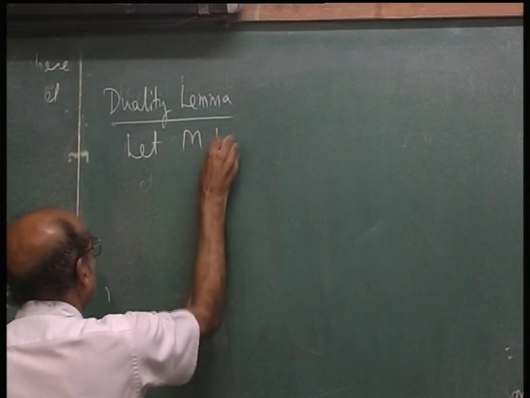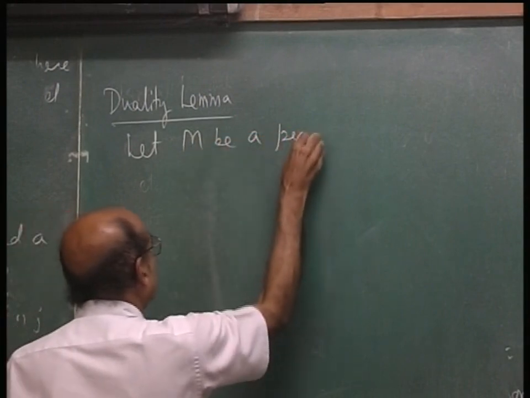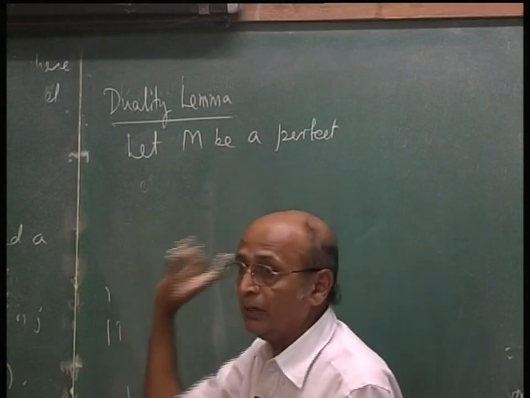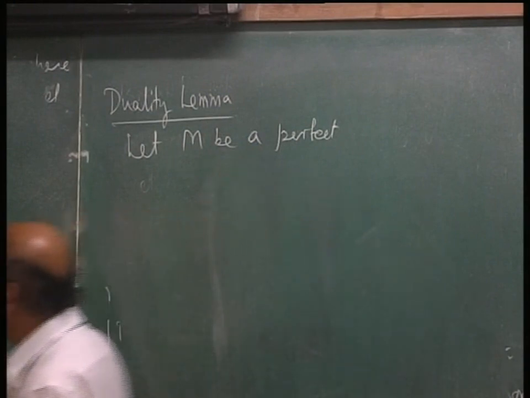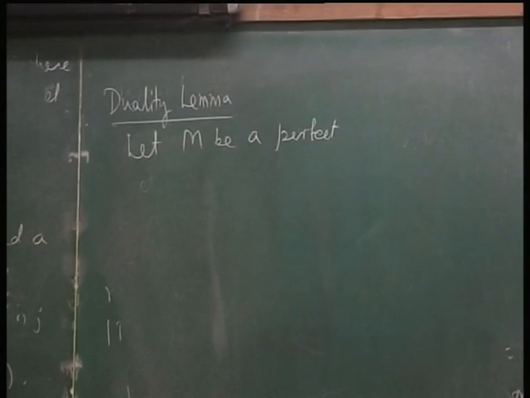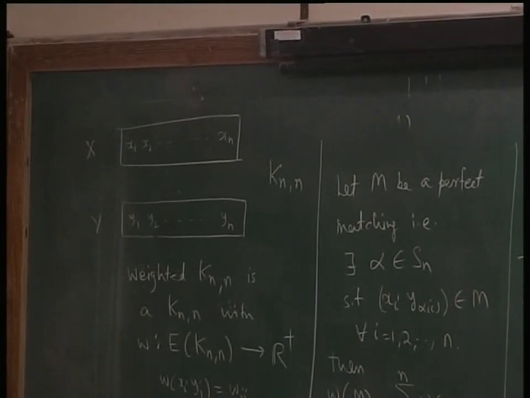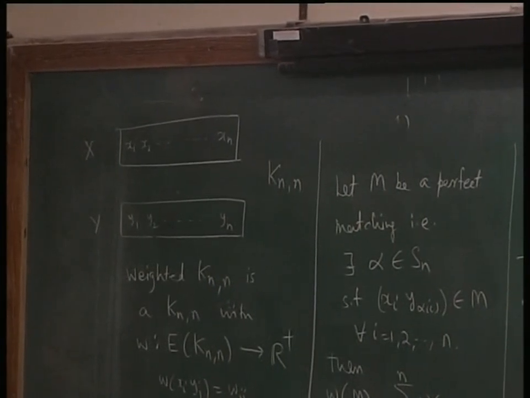Let M be a perfect matching. Make sure you understand this clearly. All the while now I am looking at this complete bipartite graph. Okay, it's a complete bipartite graph in which I am looking at, so finding my perfect matching is no problem at all.